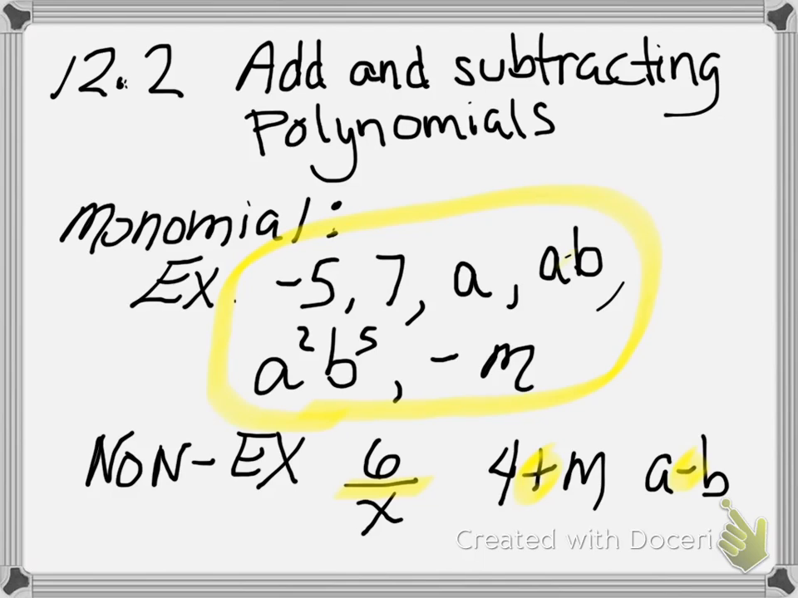It can even have numbers and variables with multiplication, like 2am squared. So that's what a monomial looks like. Again, it's a number and/or a variable, and it's the product of them. It only has to do with multiplication.